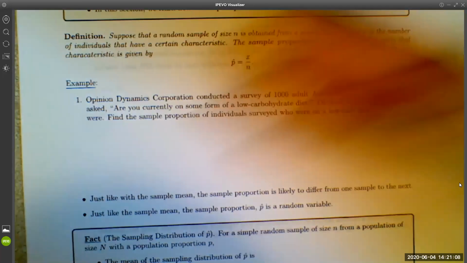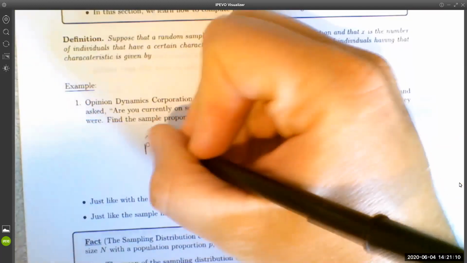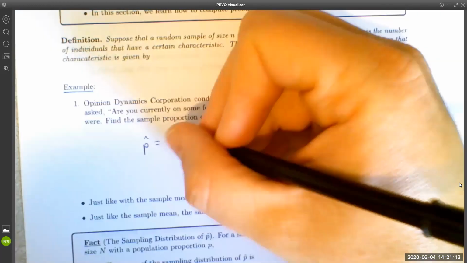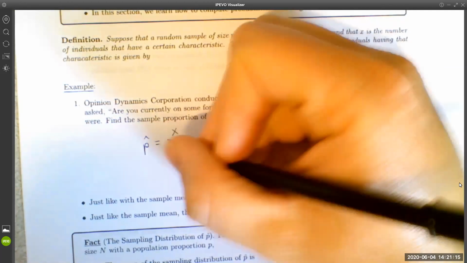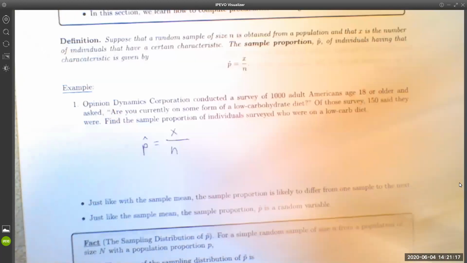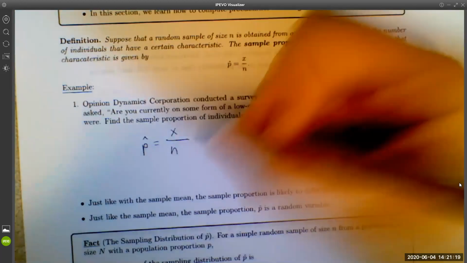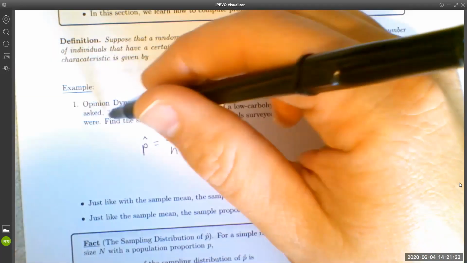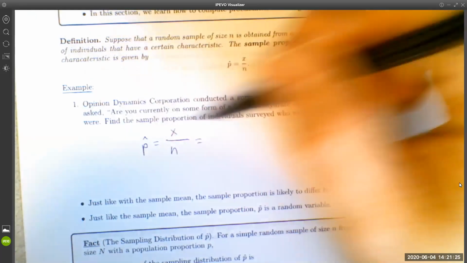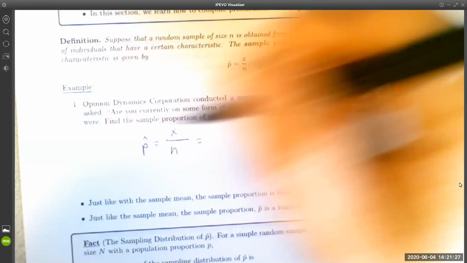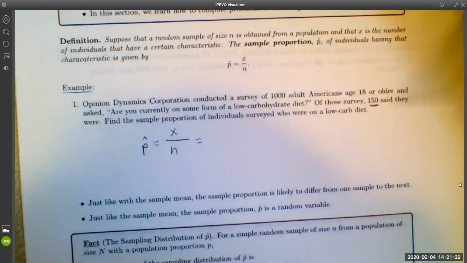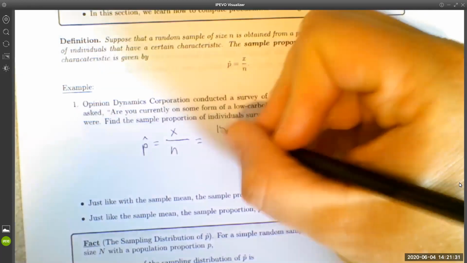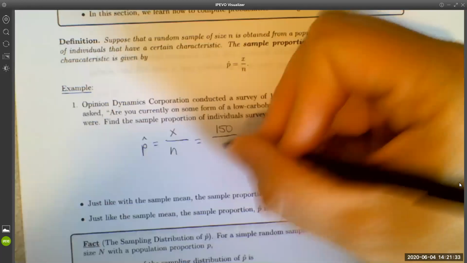Okay, so the sample proportion is the number of successes, x, divided by the number of observations, or in other words, your sample size, n. The characteristic in question is whether or not they're on a low-carb diet, and 150 of them said they were, right? So 150 successes out of 1,000 observations.